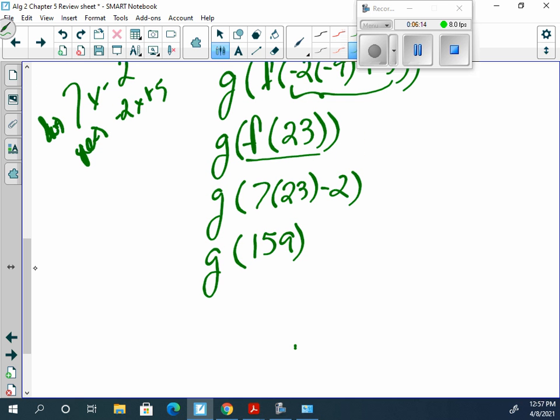Any questions on this here before we do the last one? Well, the last thing we have is g of 159. So we'll plug 159 in for x and get negative 2 times 159 plus 5.